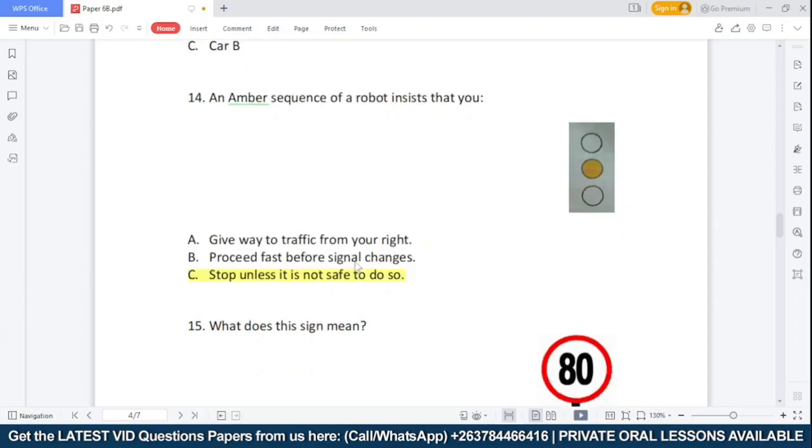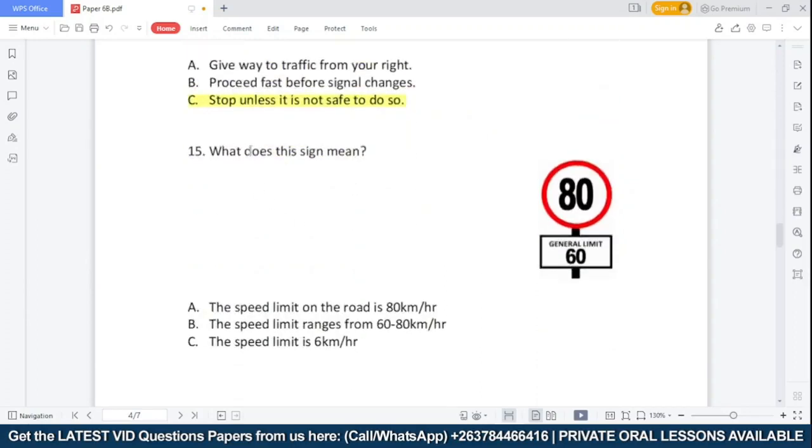Next, what does this sign mean? So we have this sign here. As you can see, we have it in a circle, and it's written speed limit 60. So this is 60 kilometers per hour.